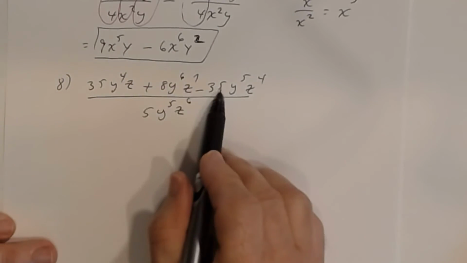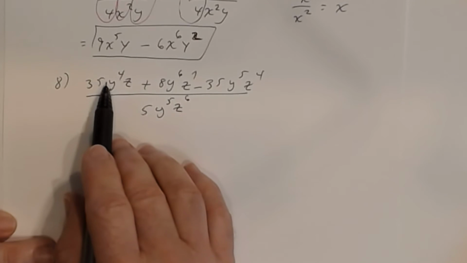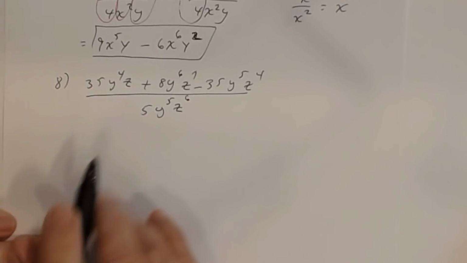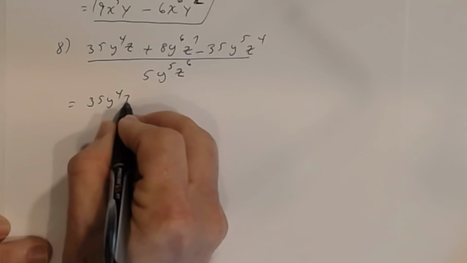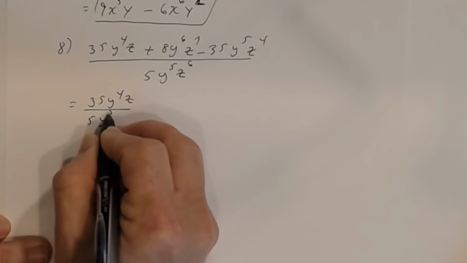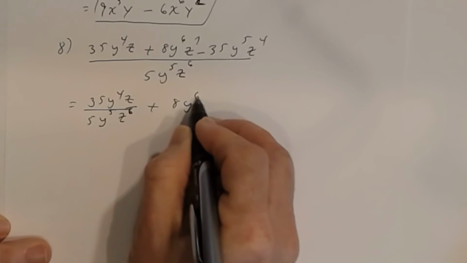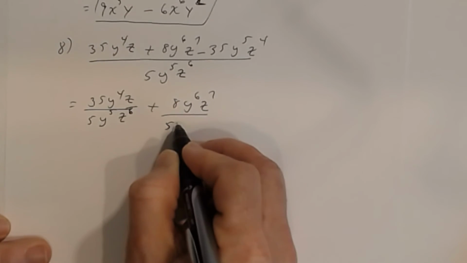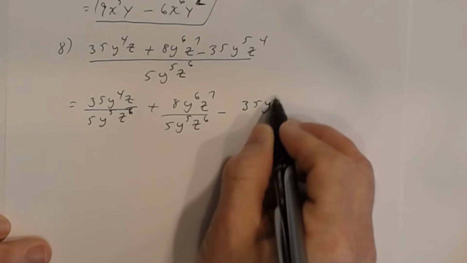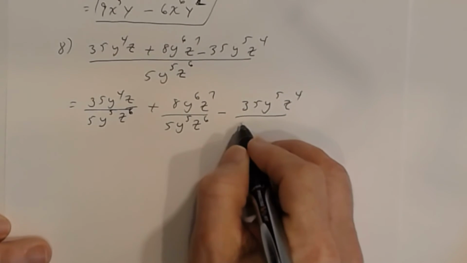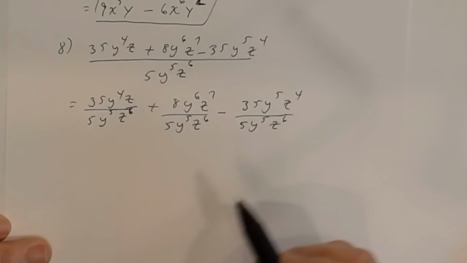So I have a polynomial divided by a monomial. The way to find this quotient is to take each term and divide by the monomial. So this is going to be 35 y to the fourth z divided by 5 y to the fifth z to the sixth, plus 8 y to the sixth z to the seventh divided by 5 y to the fifth z to the sixth, minus 35 y to the fifth z to the fourth divided by 5 y to the fifth z to the sixth. Okay, so that's the first thing I would do.